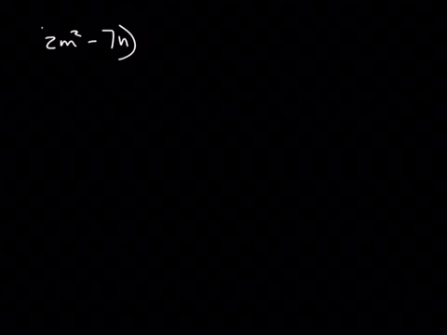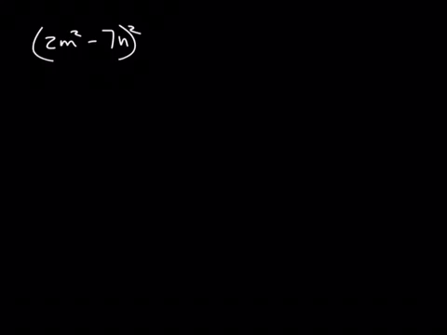Alright, this is 5.6b, and we've already done the lecture, so this is going to be looking at some of the problem sets for 5.6. I'm just going to jump right down to number 28: 2m squared minus 7n, and we're squaring it.